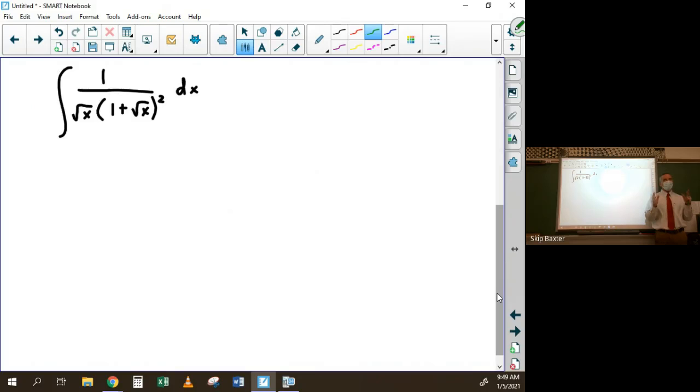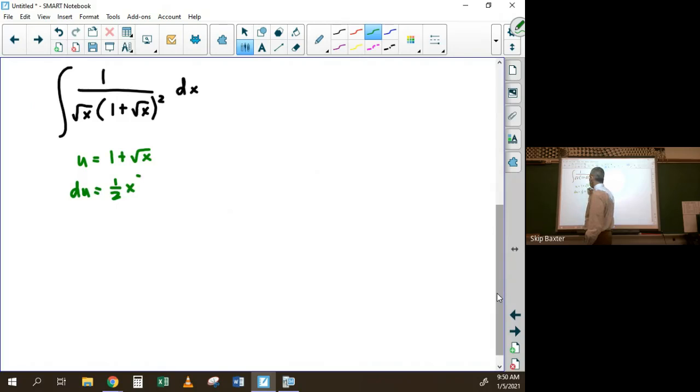Because if you think about what the derivative of that is, it's 1/2 x to the negative 1/2. Here's an x to the negative 1/2 right there, which is a constant multiple of the derivative of the u that I think it is. You know what I mean? So that's what you're looking for. You're looking for a factor of the derivative of u, or a factor of a constant multiple of the derivative of u, and that's what's happening here. So u would be 1 plus radical x. du would be 1/2 x to the negative 1/2 dx.